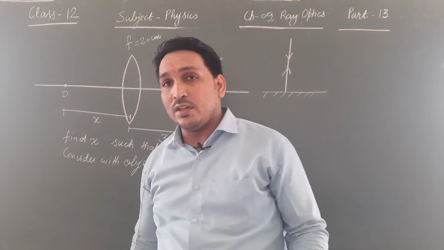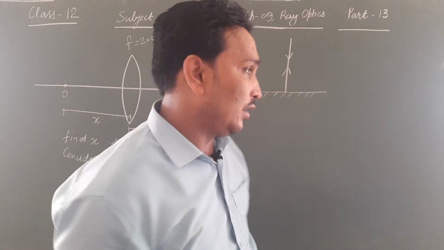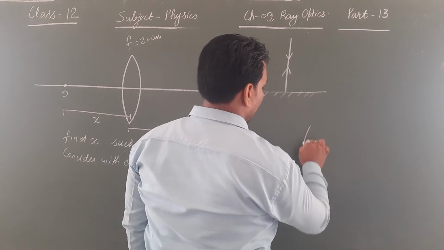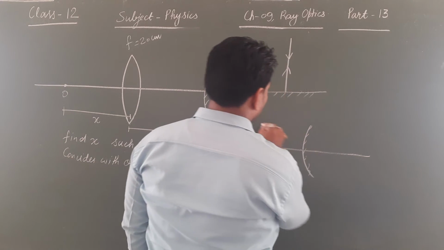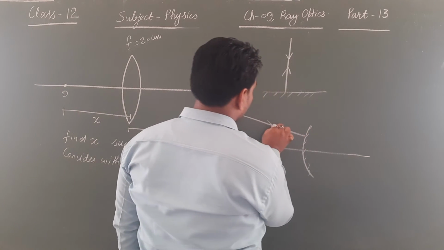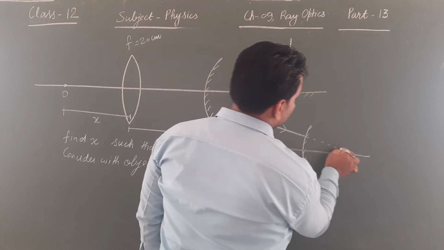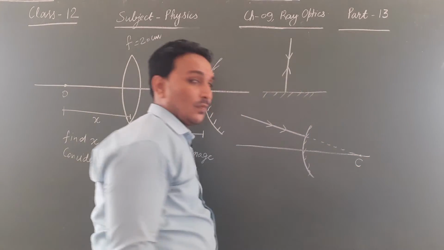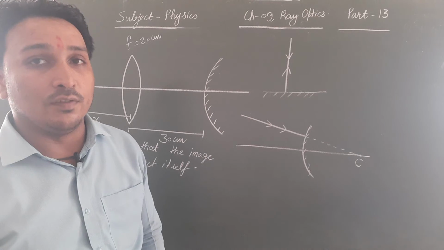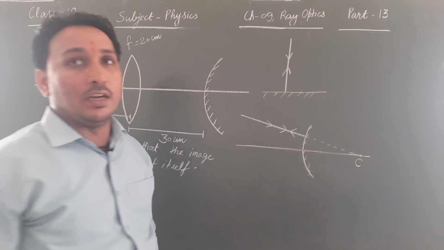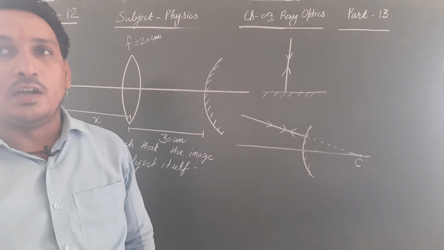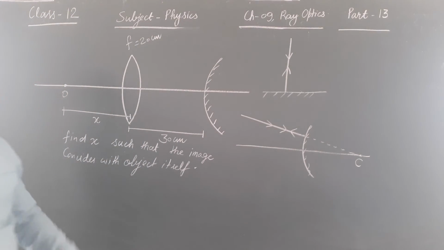Now for spherical mirrors, you must be knowing that if a ray of light falls on the mirror normally, it must pass through the center of curvature. It must pass through the center of curvature. Then only it will fall on the mirror normally and it will retrace its path. I hope I am clear. Okay. So we'll try to understand this way only.